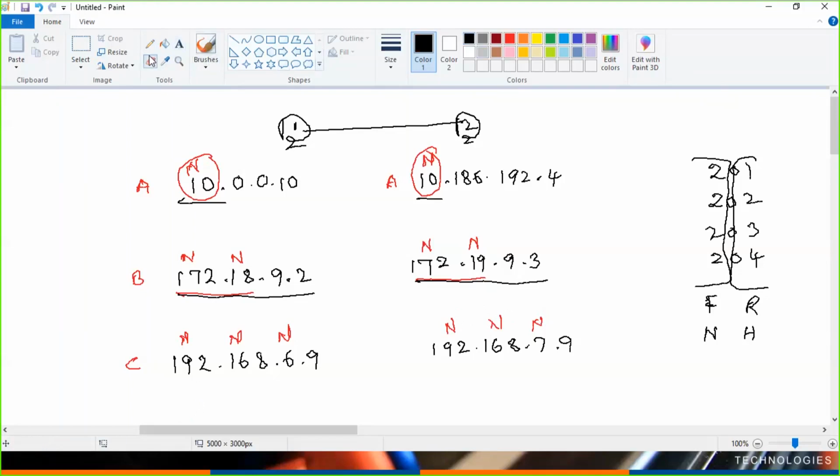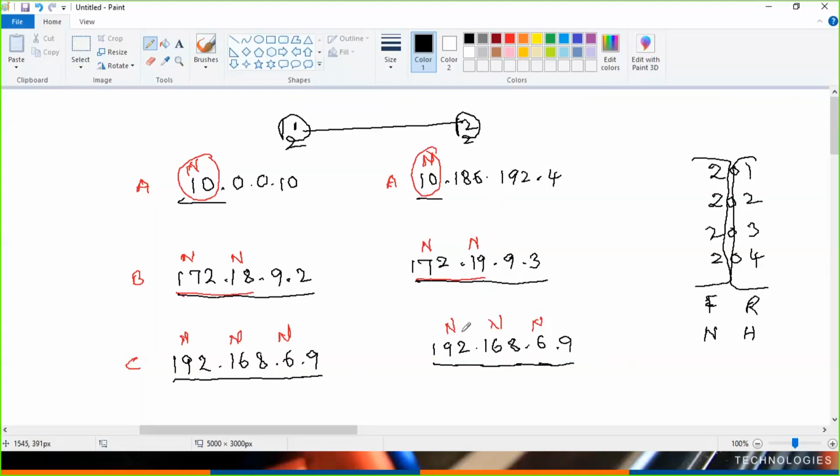Okay, I'll do one thing. I'll change the network portion so both have the same network portion, 6. Now will they communicate? Yes. But it's the same IP address, right? 192.168.6.9 and 192.168.6.9. An IP conflict will come.